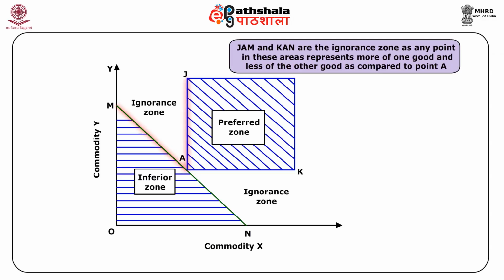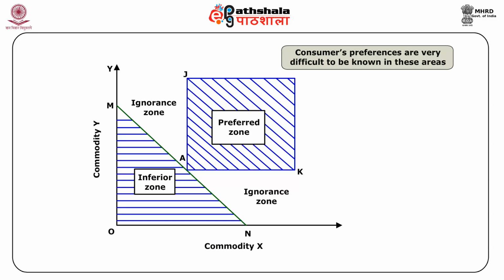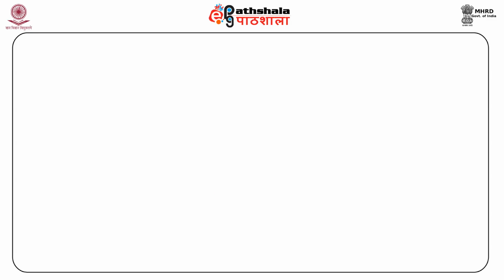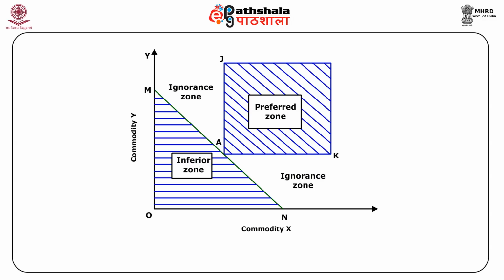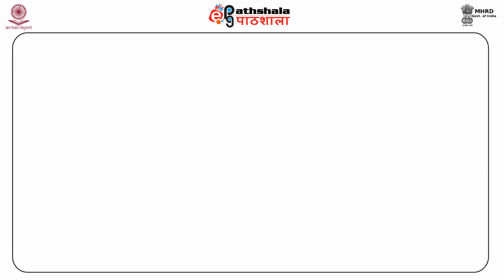The areas JAM and KAN are the ignorance zones, as any point in these areas represents more of one good and less of the other good as compared to point A. The consumer's preferences are very difficult to know in these areas. Thus, it is clear from the discussion that the consumer's indifference curve will pass through point A, JAM and KAN to retain its convexity.